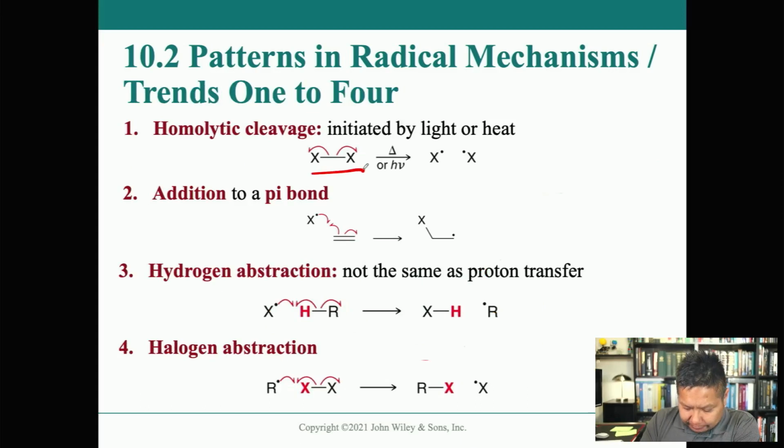That's homolytic cleavage that can be done by light or heat. We can also do an addition to a pi bond, right, where we have a radical halide giving an electron, and then the one electron from the pi bond giving an electron, forming this new bond between the halide and the carbon, leaving you with a radical at the other carbon, right, on the other side.